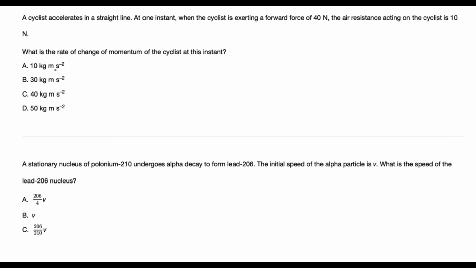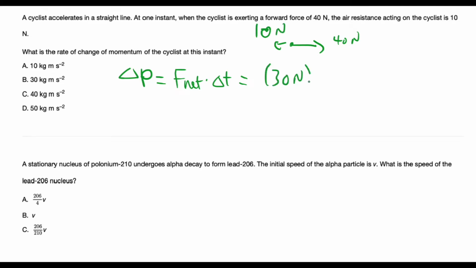A cyclist accelerates in a straight line. At one instant, when the cyclist is exerting a forward force of 14 newtons, the air resistance is 10 newtons. What's the rate of change of momentum of the cyclist at this instant? So change in momentum. How do we calculate change in momentum? So change in momentum is equal to net force times change in time. And net force in this scenario, there's a forward force of 14 newtons and a resistance of 10 newtons. So the net force is going to be equal to 30 newtons.